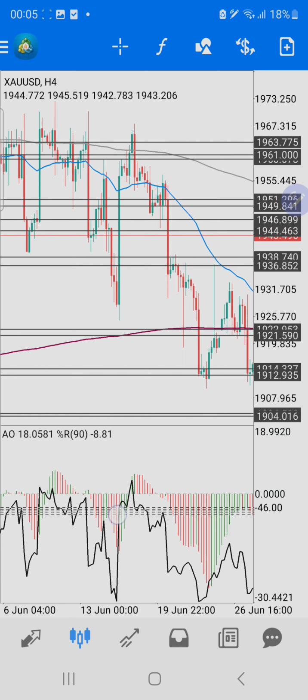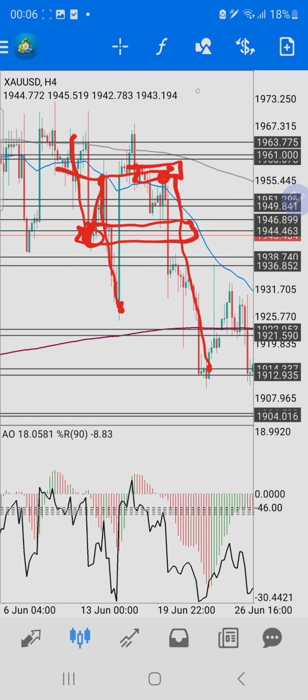I don't see it. Okay, so let me show you. What you see here, market goes down, market went up, market goes down, breaks the neckline. So on this level you were supposed to buy. Market went up a little, market went to the supply, and market dropped, right.